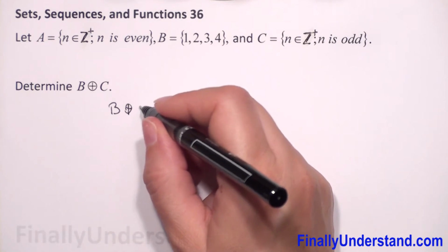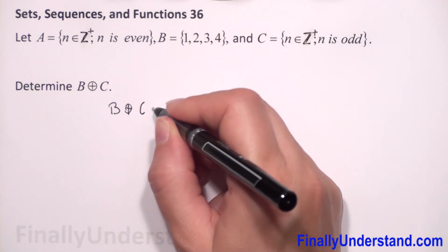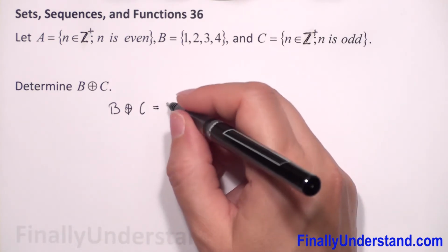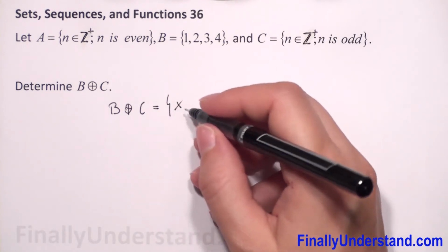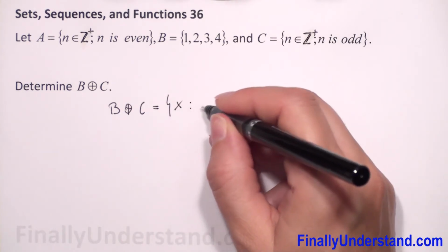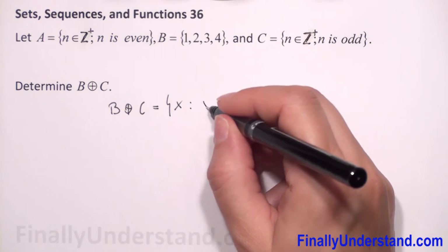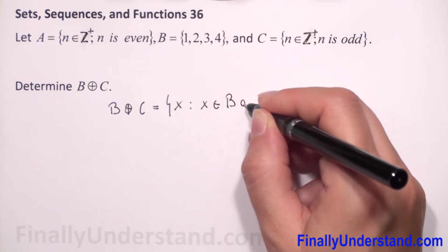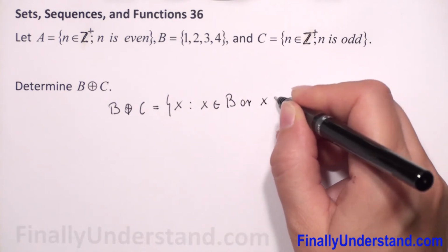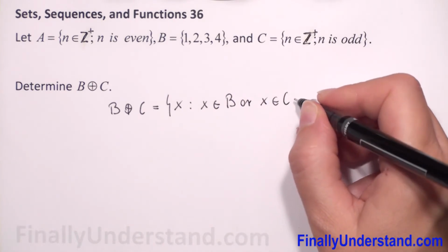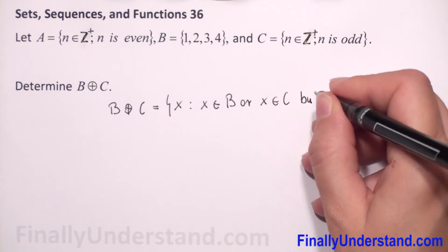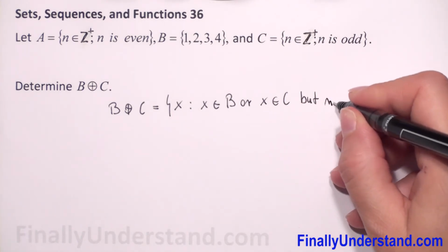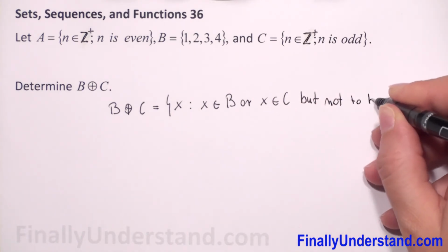So let me write this, that symmetric difference of sets B and C is all x's such that x belongs to B or x belongs to C but not to both.